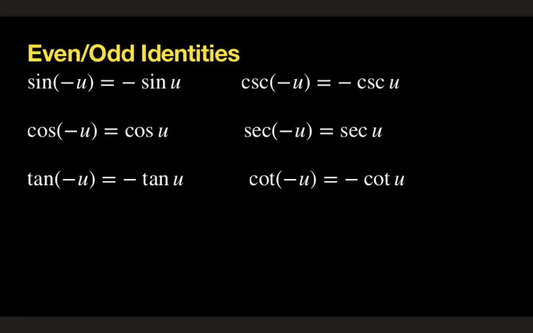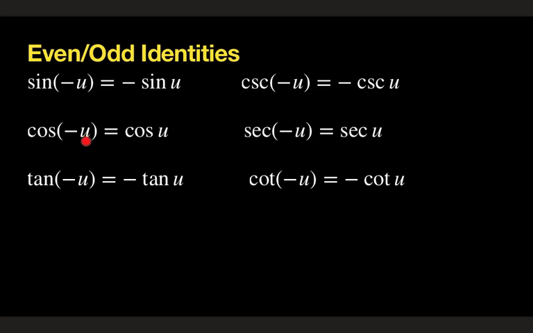We have even and odd identities, because if you have a negative inside the parentheses in sine, that's the same thing as taking out the negative sign and putting it outside, but you're just going to have sine of that number. So sine of pi over 2, we know that that's 1. But if it was negative, that's going to be negative 1 because the whole expression will turn negative.